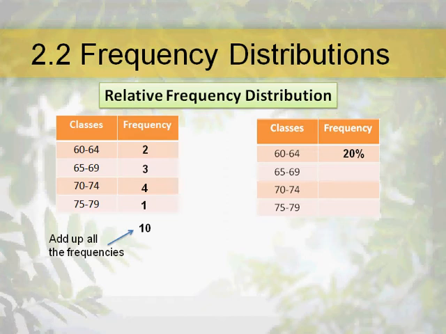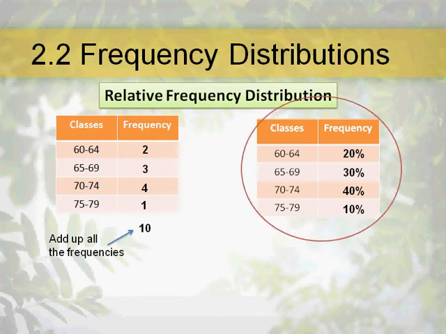Moving ahead, we see that 30%, or 0.3, belongs in the second class, 40%, or 0.4, belongs in the third class, and 10%, or 0.1, belongs in the fourth class. Thus, we have created our relative frequency distribution.